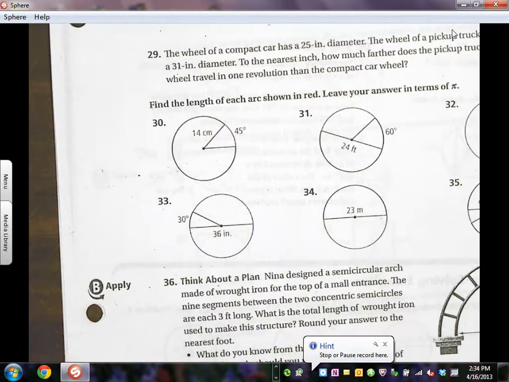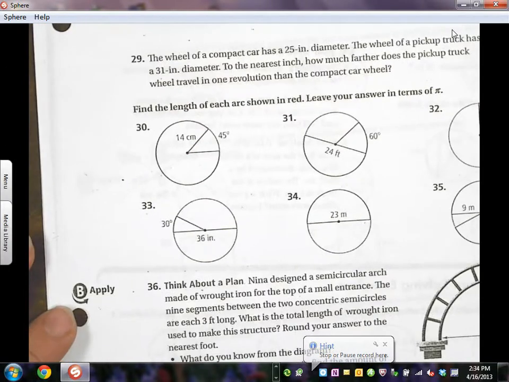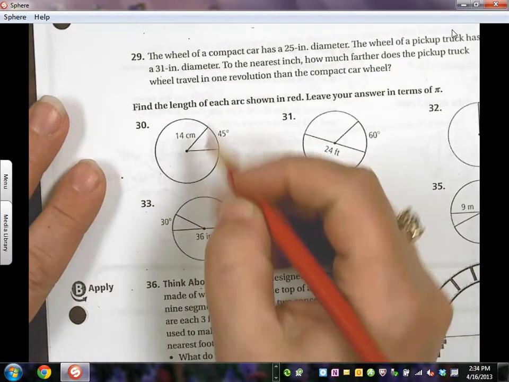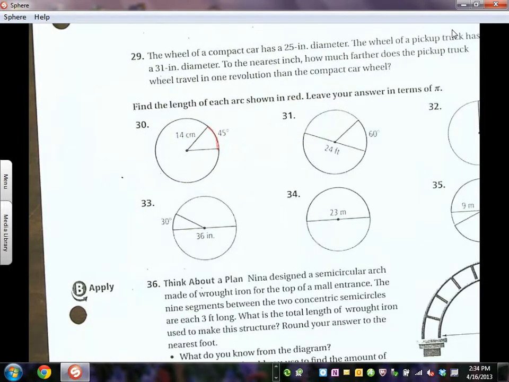Okay, well, we're going to look at the homework, and the first problems are on page 655. These are like the problems we did in our notes today. They want me to find the length of that arc. They want to find that length. So what do I have to do? What is my formula? Can you remember?